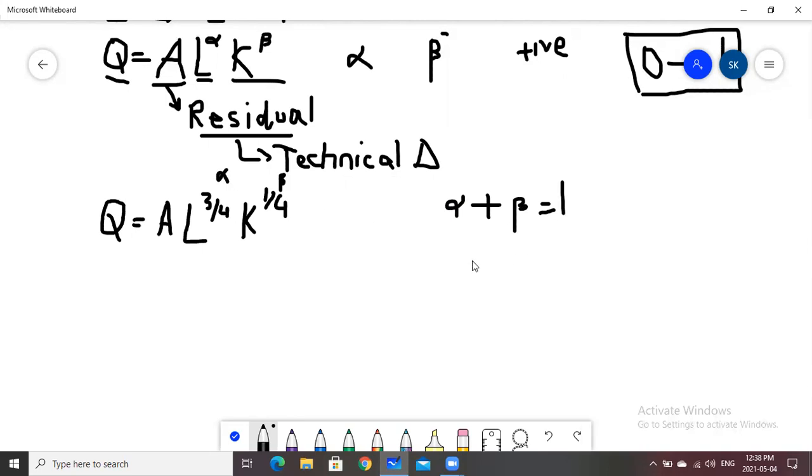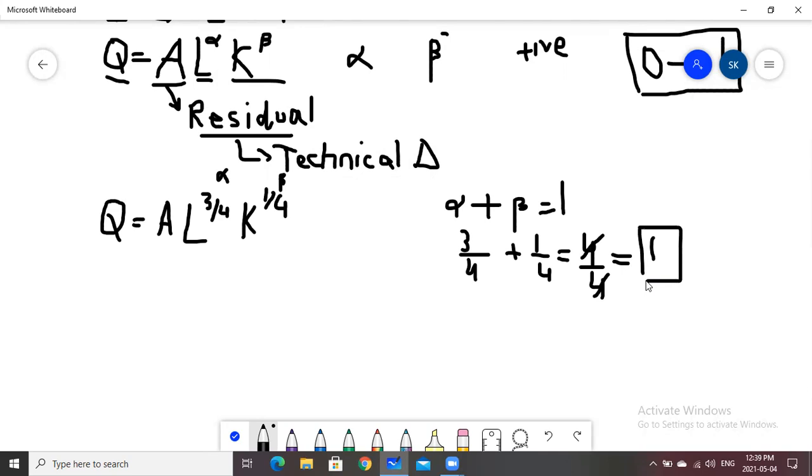Now if we have 3 by 4 as the value of alpha and 1 by 4 as the value of beta, if we add both of them, we get 4 by 4, and 4 by 4 is equal to 1. Suppose its value is not equal to 1, then it means that there is no complete utilization of labor or capital in the economic system, or there is no efficient allocation of these two resources.